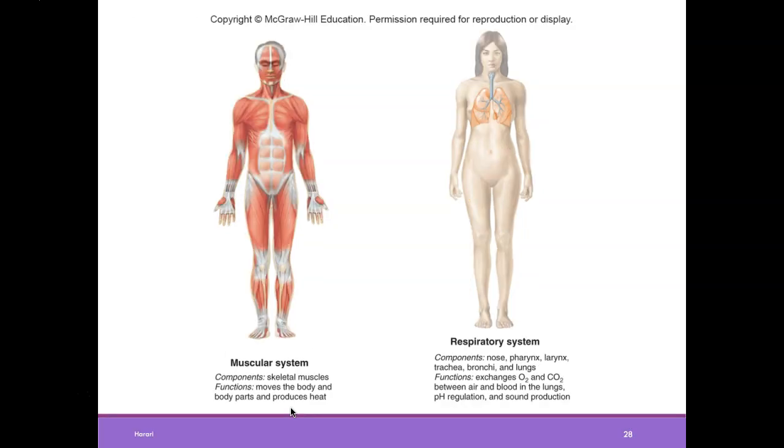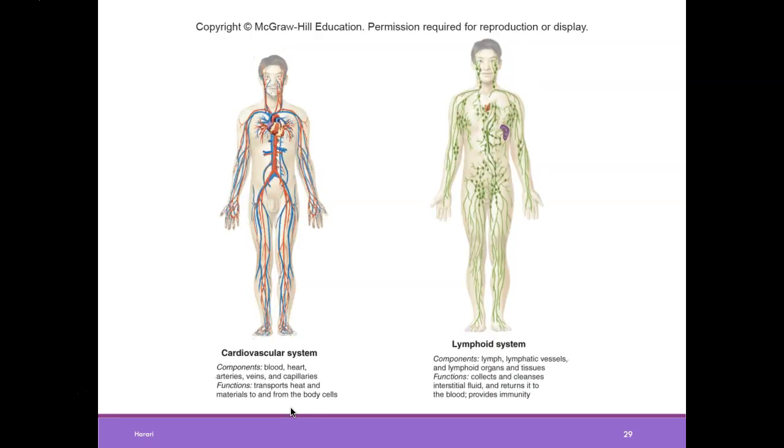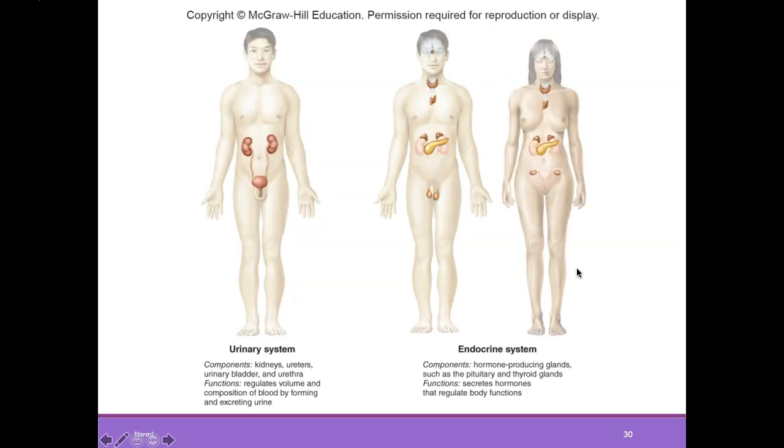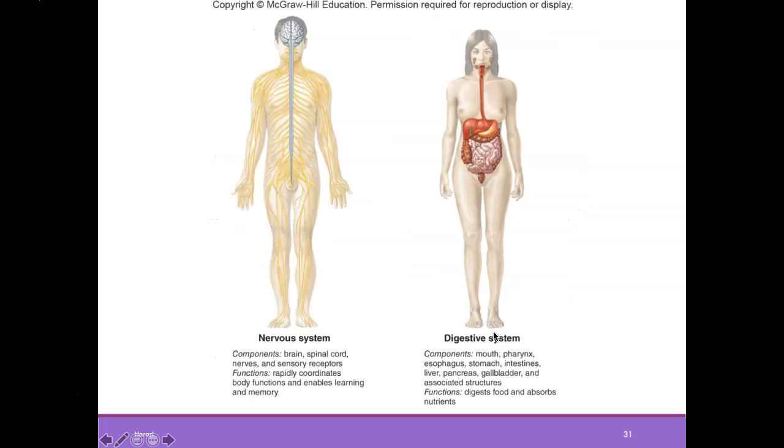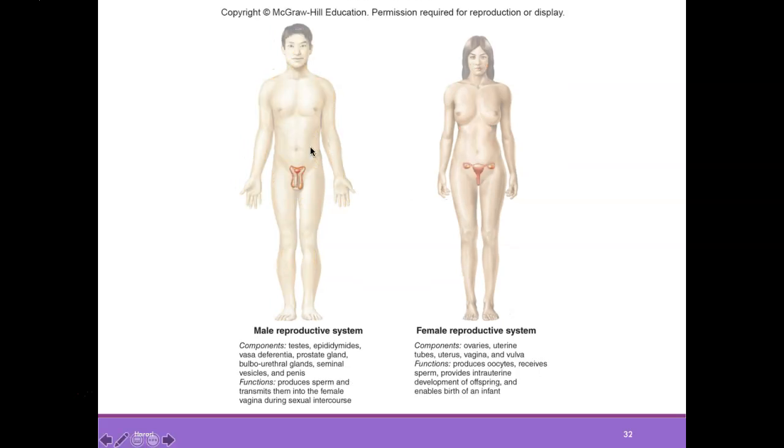Right, the skeletal system, muscular system, the respiratory system, cardiovascular system, the lymphoid system. We won't be talking about these in AP1, right? Or these are AP2. Urinary system and the endocrine system, like for hormones. The nervous system we'll be discussing in this class, and the digestive system we will discuss in AP2. And then the reproductive system. And the male and female reproductive systems are considered separate technically.